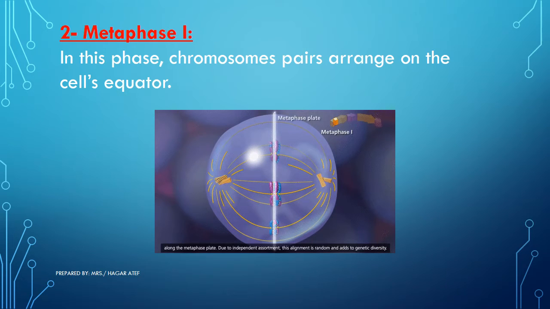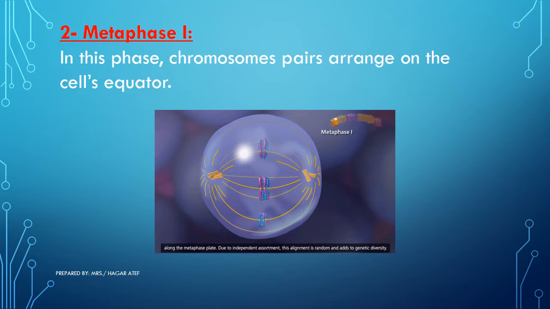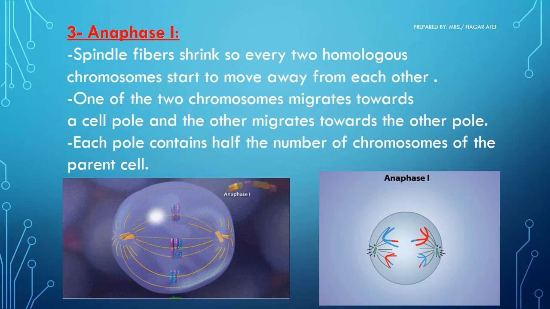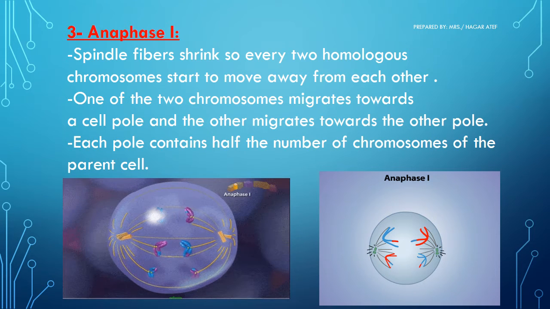Metaphase 1. In this phase, chromosome pairs arrange on the cell's equator. Anaphase 1. Spindle fibers shrink so every 2 homologous chromosomes start to move away from each other. One of the 2 chromosomes migrates towards a cell pole, and the other migrates towards the other pole. Each pole contains half the number of chromosomes of the parent cell.